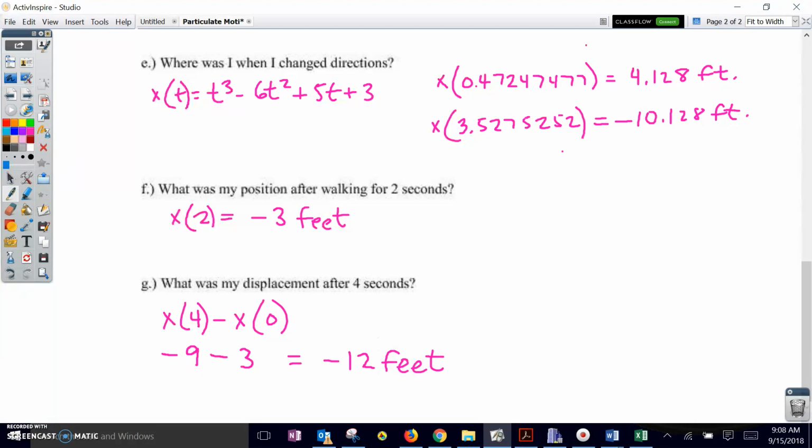What does that tell me? That tells me that over those 4 seconds, I moved 12 feet to the left from where I initially was.